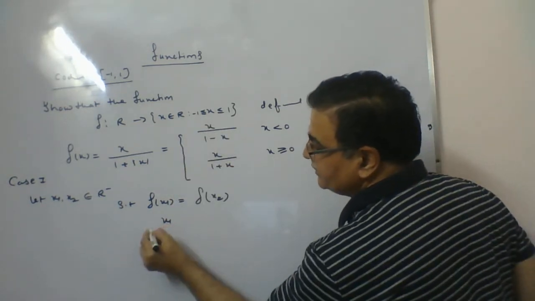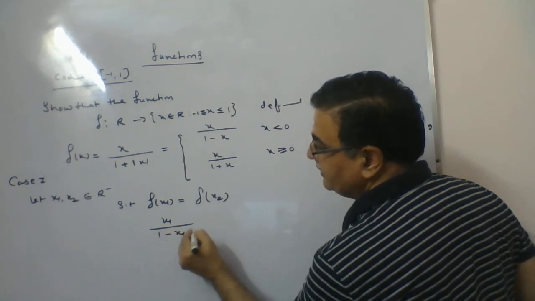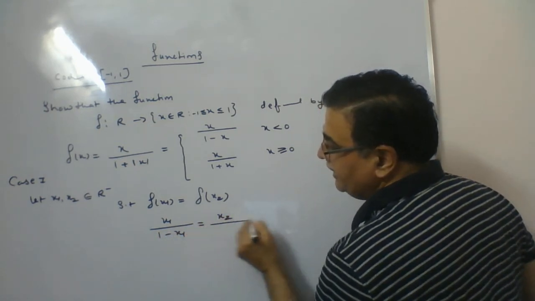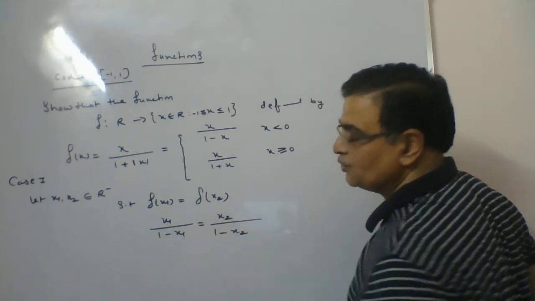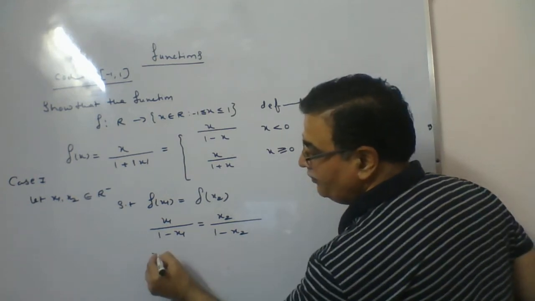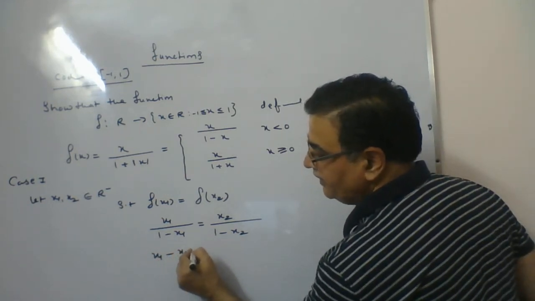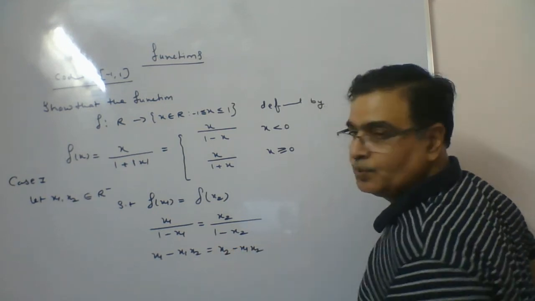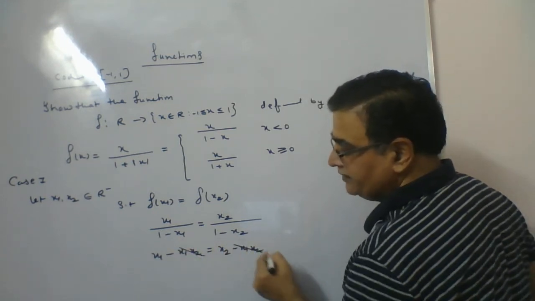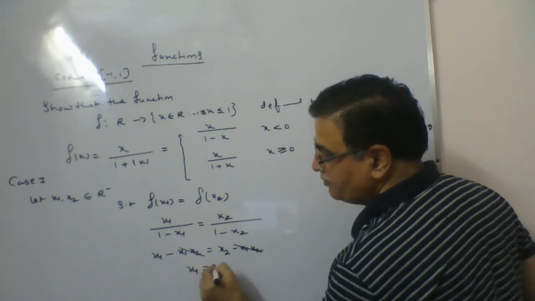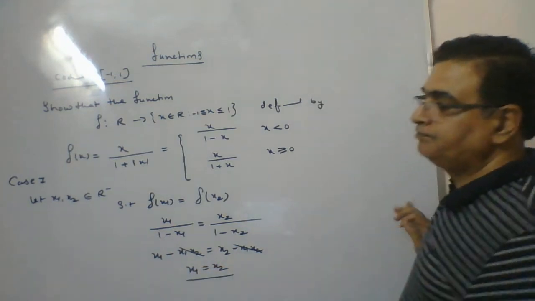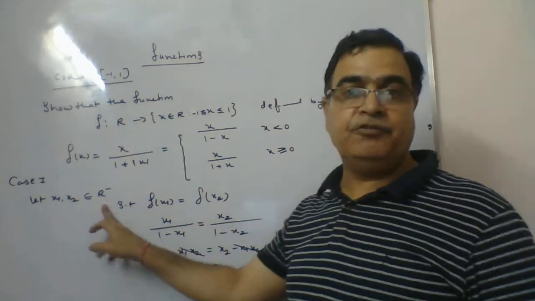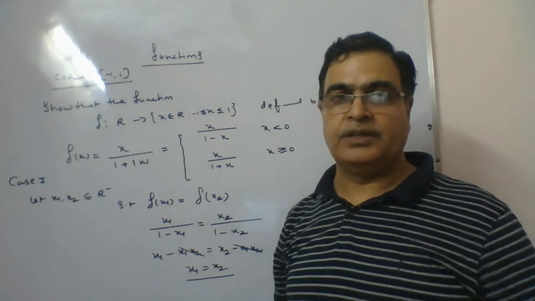It will come x1 by 1 minus x1 comes out to be x2 by 1 minus x2. And now when you solve it, it will come x1 minus x1x2 equals x2 minus x1x2. x1x2 get cancelled out. You will get x1 comes out to be x2. So for R negative, we say yes, the function is 1-1.